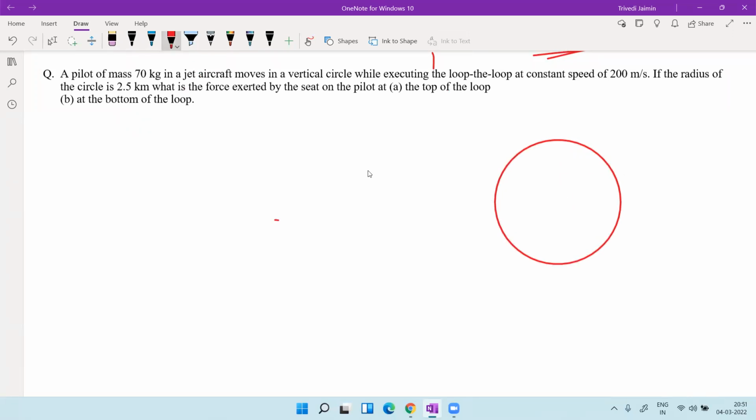Okay, they're saying at the top of the loop. So that is this one, point A. At the bottom of the loop, that is point B. So let's take this as a seed, and this one as a seed at the bottom of the loop.